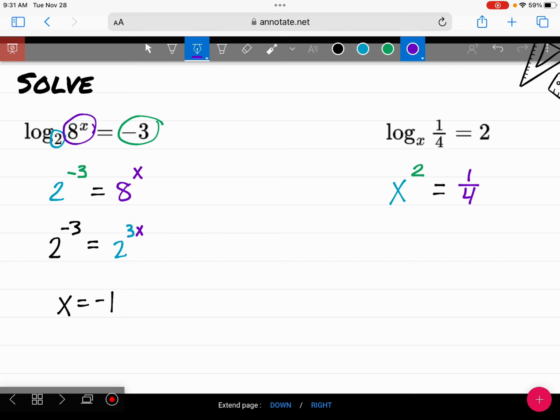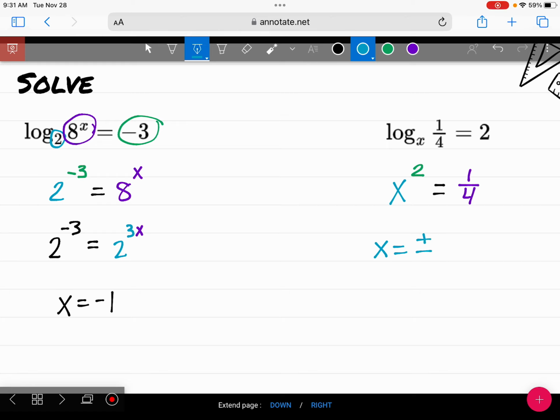What do we do next? Find out what x is. You're not wrong. More specific. How do we get x by itself? Square root both sides. So what does x equal?